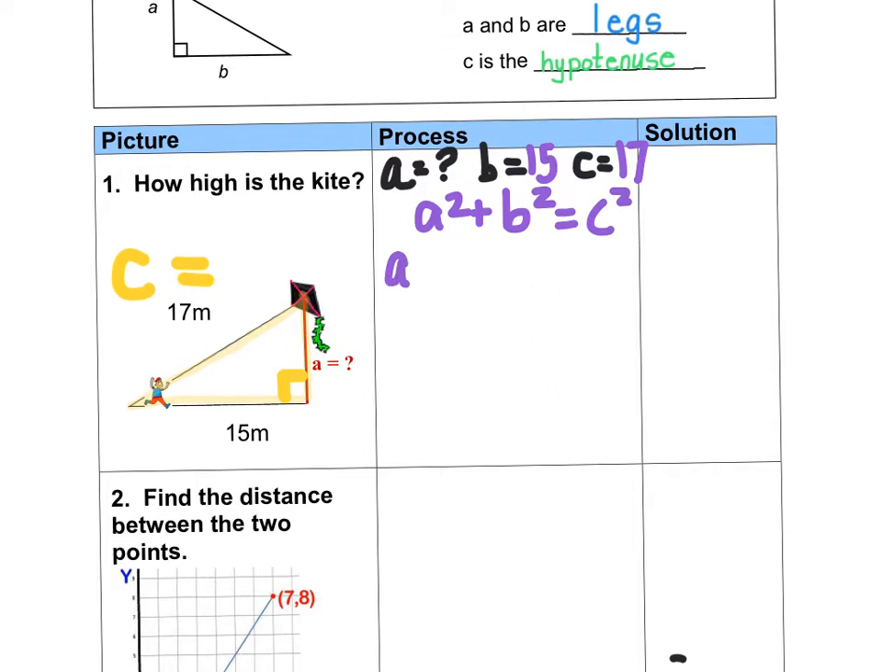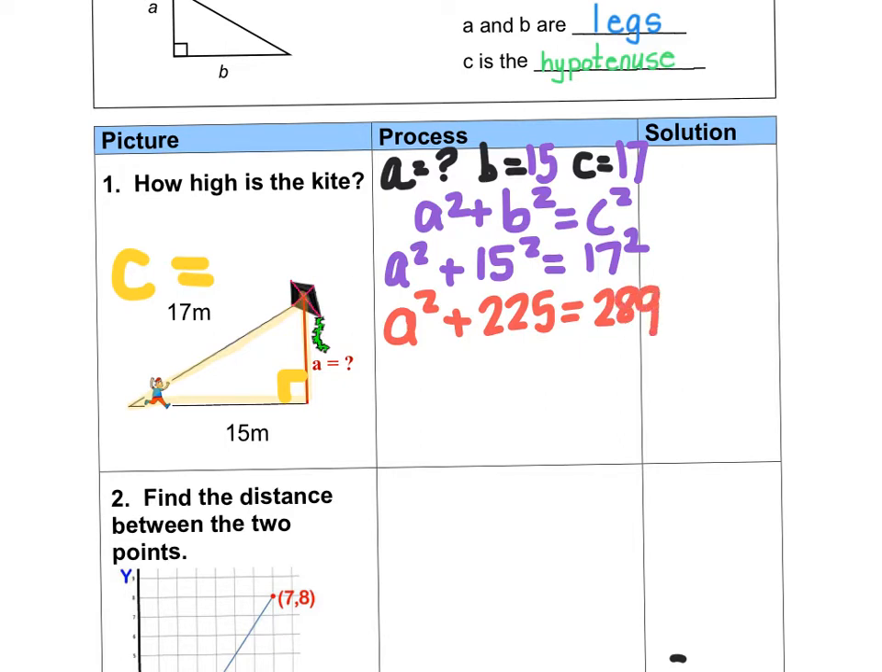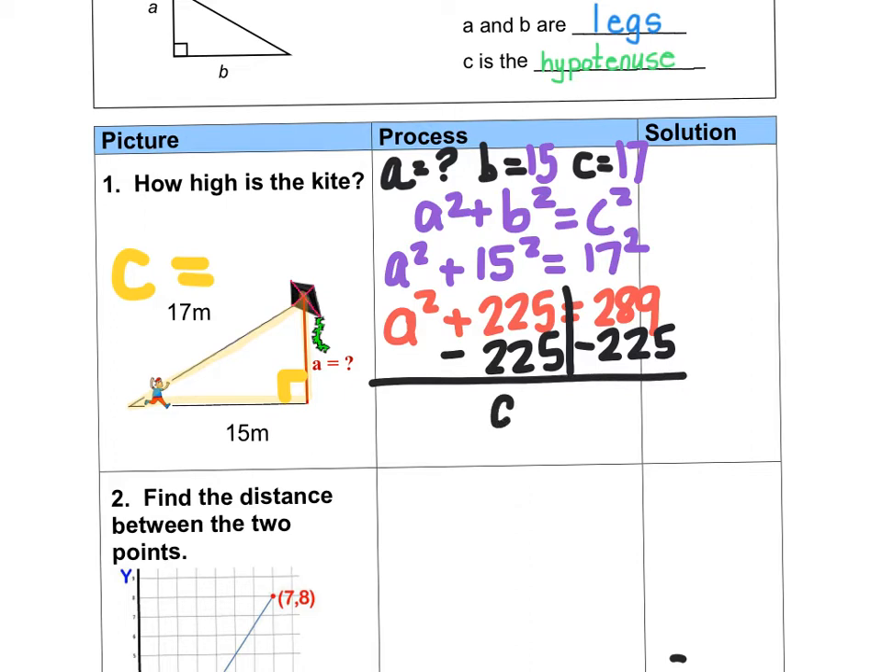B is 15, so we have a squared plus 15 squared equals c, which is 17 squared. Now let's simplify it. To simplify it, we'll simplify 15 squared, that's 225, and we'll simplify 17 squared, that's 289. Now we need to isolate our variable, the a, and to do that, we'll do the opposite. What we do to one side of the equation, we do to the other, and we end up with a squared equals 64.